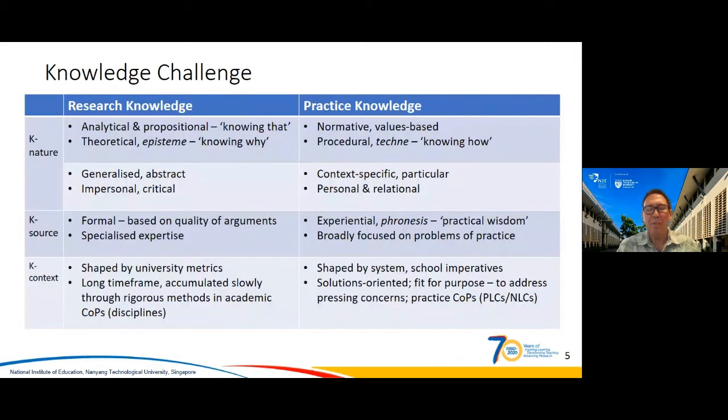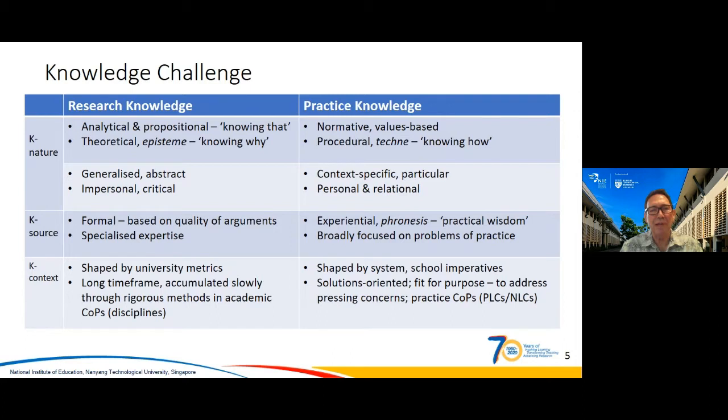And I think to go deeper into this idea of the knowledge challenge, we see a little bit more in detail if we go from left to right on this table. The nature of knowledge, the source of knowledge, and knowledge contexts are different across research and practice knowledge. So if we think about research knowledge, it tends to be analytical, propositional, and theoretical. It's more around knowing that and knowing why. So it's trying to understand what is happening, for example, in classrooms, and theorizing why these things happen. It's also highly generalized.